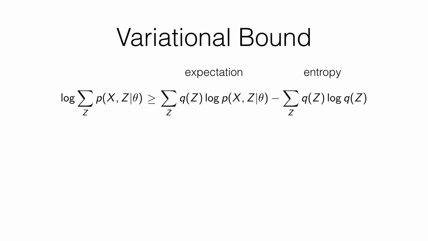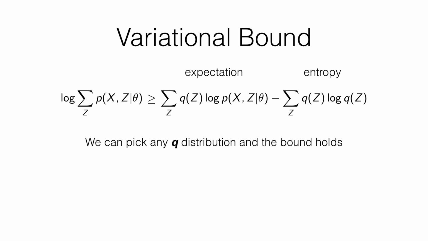All this strongly connects to concepts like the Kullback-Leibler divergence and mutual information and things like that, but we don't have to worry about that right now. We can just treat this objective function as it's written on the page. The idea is that this is true for any q distribution. We can pick any q distribution and this bound is still true. We're still lower bounding the original objective function we cared about maximizing.